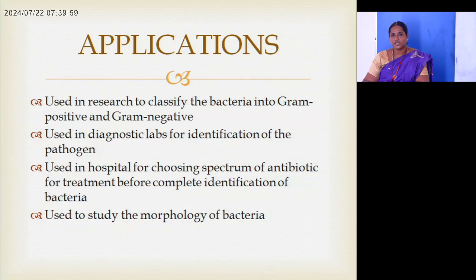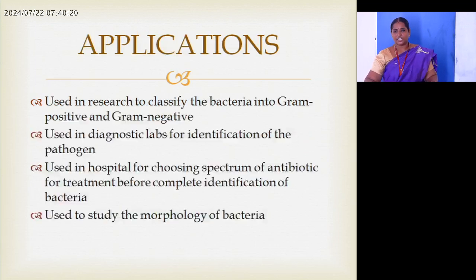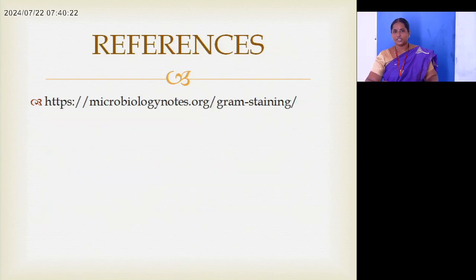Later they take the counter stain and appear red. The applications of gram staining: it is used in research to classify bacteria into gram-positive and gram-negative, used in diagnostic labs for identification of pathogens, and used in hospitals to choose broad-spectrum antibiotic treatment before complete identification of bacteria. It is also used to study the morphology of bacteria or microorganisms. That's all about gram staining.